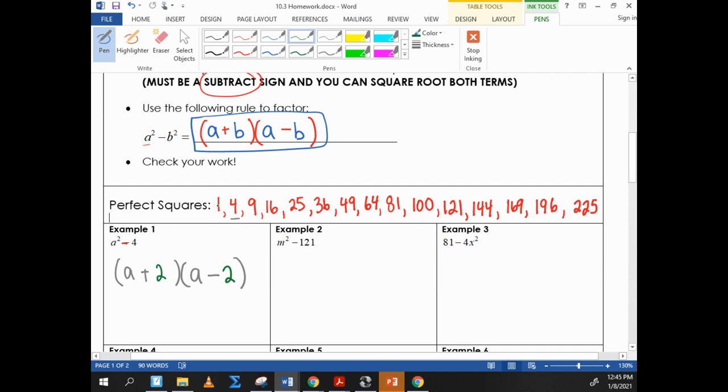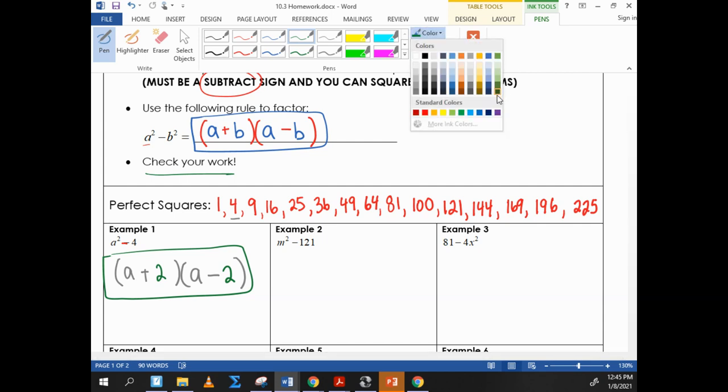You can count here too. We just went in order. So this was 1 squared, 2 squared, 3 squared. So if you see that 4, just count, it's 2. And that is your whole answer. You're welcome to check your work. That's probably a really important thing to do, especially on a quiz. But just make sure when you do your multiplications, you want to get back to that a squared minus 4. All right, let's look at this next one.